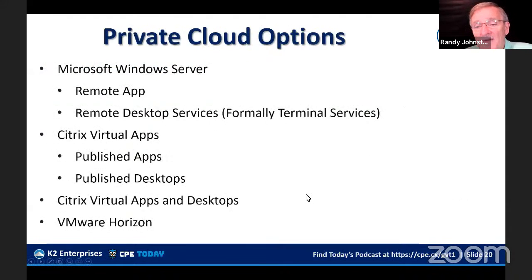So when we look at private cloud options today, we can use Microsoft Windows Server and their RemoteApp or their Remote Desktop Services, which were formerly known as terminal services. In the Citrix world, the Citrix virtual apps, we can either publish the app or we can publish the desktop. And in fact, they refer to that as virtual apps and desktops today, as you can see on the next bullet. And you can do a VDI option also with VMware's Horizon View. So we either have remote access desktops or we have full VDI desktops.